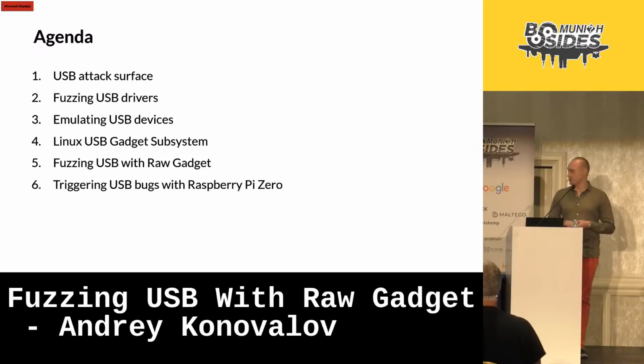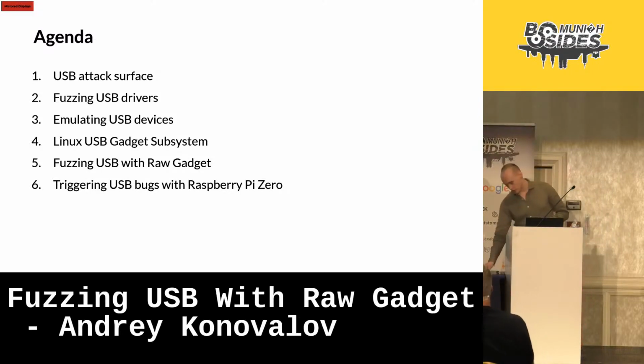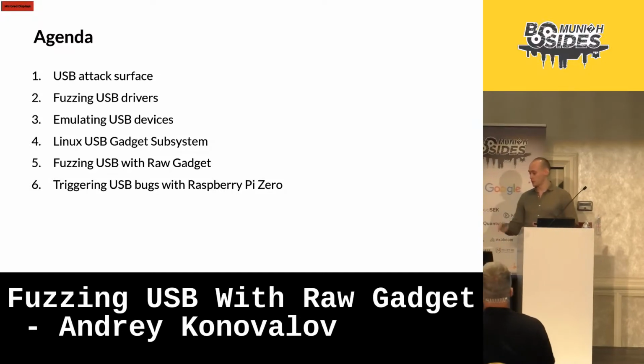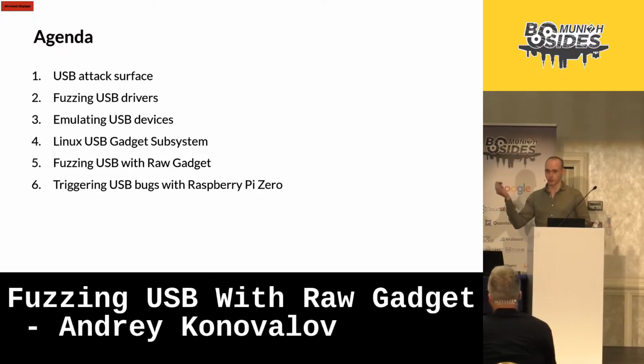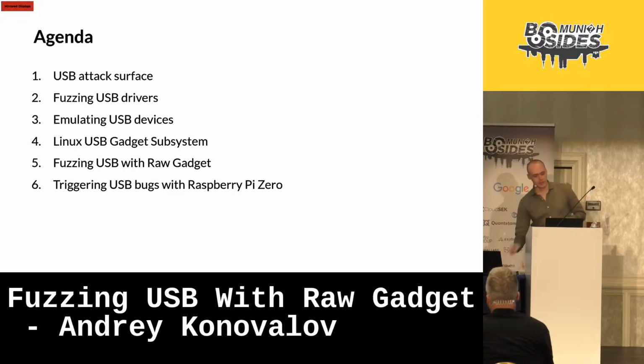And finally, we're going to look at how to trigger USB bugs with a Raspberry Pi Zero, and I actually have a Raspberry Pi Zero right here, and hopefully we're going to get to the demo where I will show you how to trigger one of the bugs that I managed to find.